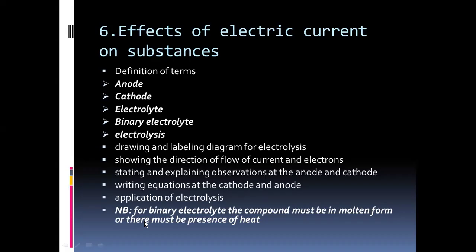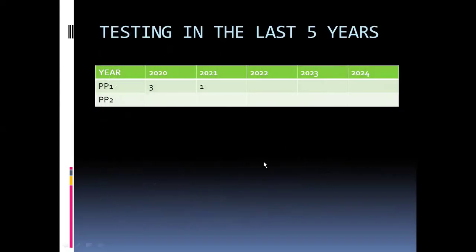And this is a very important point. For binary electrolyte, the compounds must be in molten form, or there must be presence of heat. How has it been tested?